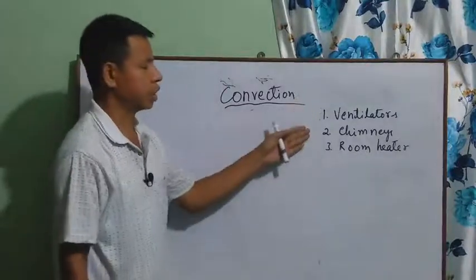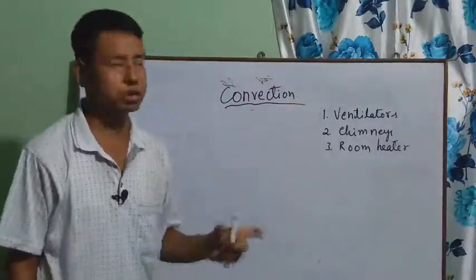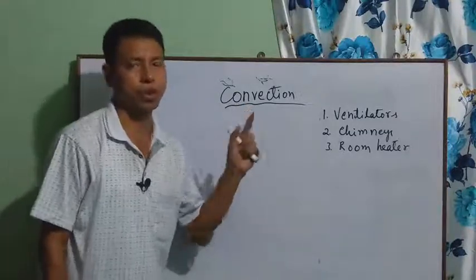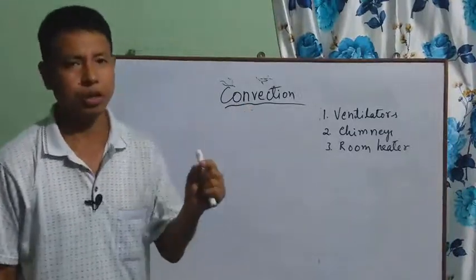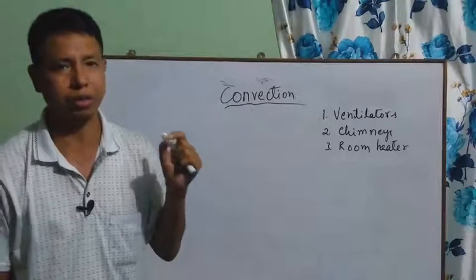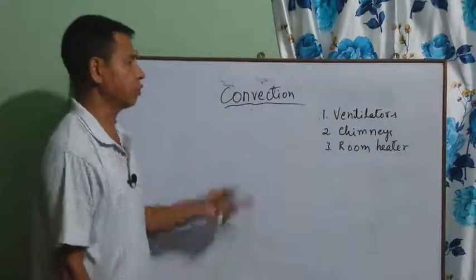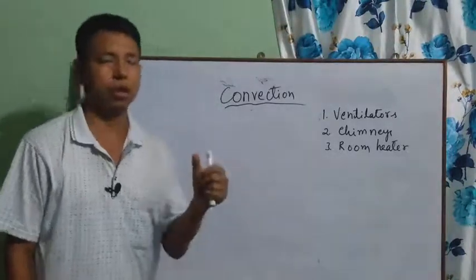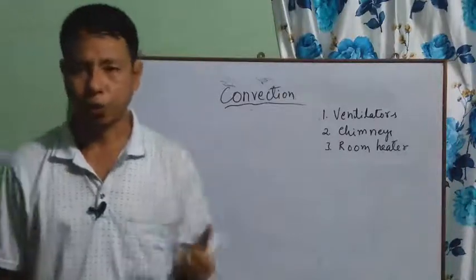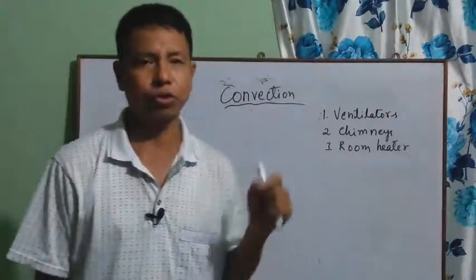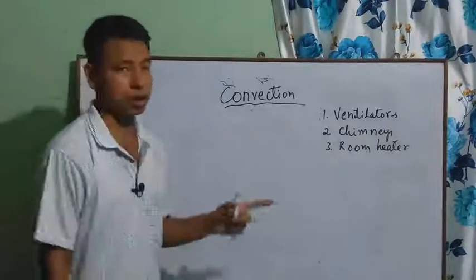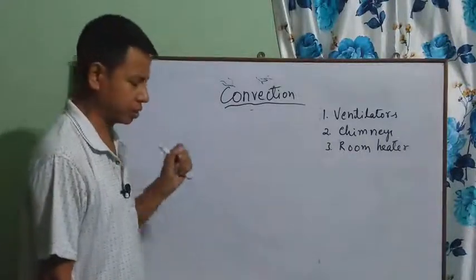So these three are the examples of applications of convection, where transfer of heat takes place by the movement of the particles. And you have to remember that if it is movement of particles, only the particles of liquid and gases can move. So convection takes place in liquid and gases.